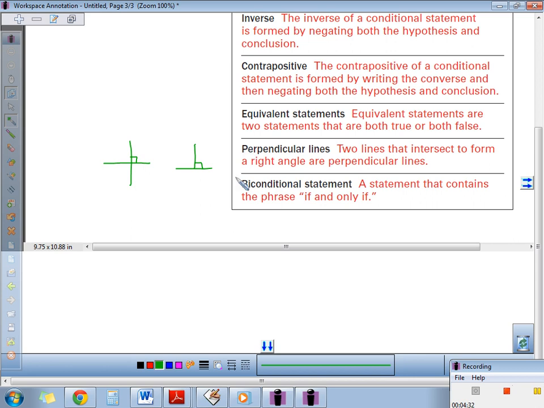I wish they would have put that one last because biconditional kind of goes along with these contrapositives and equivalent statements. Biconditional statement. Biconditional statement. A lot of people miss this as well. These two, the contrapositive and the biconditional, are the two commonly missed ones. What you do is you write if and only if. So I'll show you what that looks like. We could say, if it is raining, then I will use an umbrella.